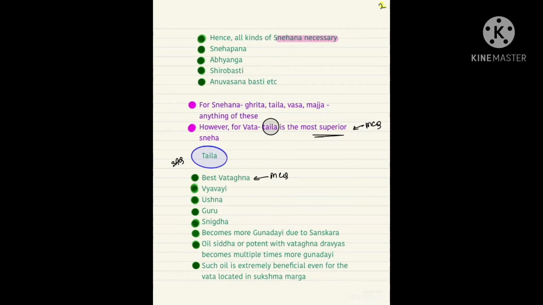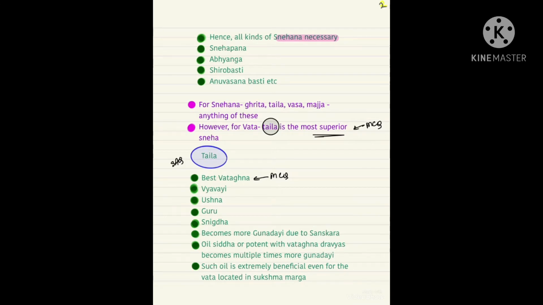It is Vyavayi, Ushna, Guru, Snigdha. Also it becomes more Gunadayi or qualitative when sanskar is performed on it. So when we make it siddha, it becomes even more qualitative. So the siddha oil is very much potent when the oil's sanskar happens with vatagna dravyas, then it becomes multiple times more gunadayi or qualitative.